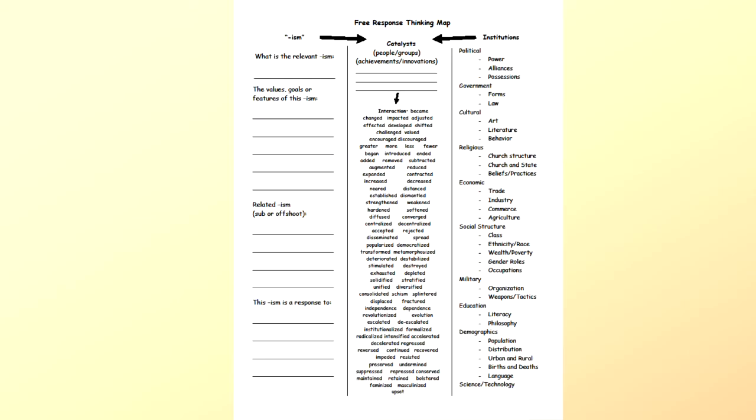One of the things I like to use for any free response question, but especially the SAQ, is my free response thinking map. On the left, I've got space where you can brainstorm the relevant isms that come from the time and place that the prompt refers to. On the right, I've got suggestions for institutions that you might want to think about that relate to those isms. And then in the middle, I've got a place to write down specifics like people, groups, achievements, innovations, not to mention places. And I've also got a list of lots and lots of verbs that you can use with regard to how you want to express your answer.